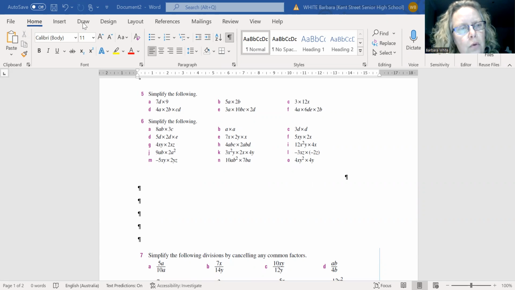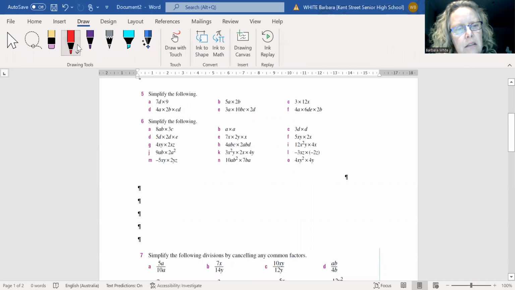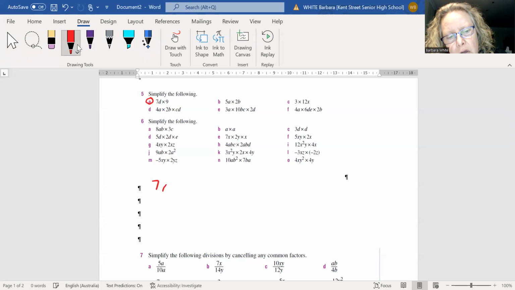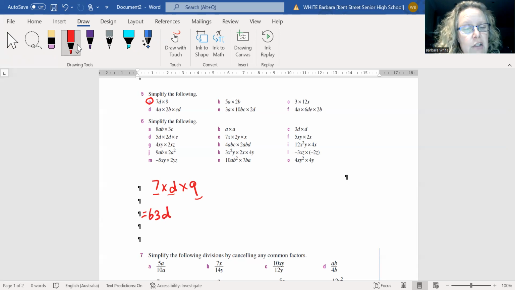So you know that when just looking at this question here, 7D times 9, that 7D means 7 times D, and that's times 9. And you know when you're multiplying that you can multiply numbers together in any order. 2 times 3 is the same as 3 times 2. So we can start by multiplying 7 and 9 together, which is 63, and we can multiply that by D. Remember that we don't put the multiplication sign in. So you can simplify that as 63D.